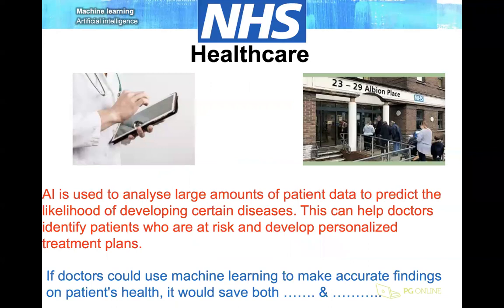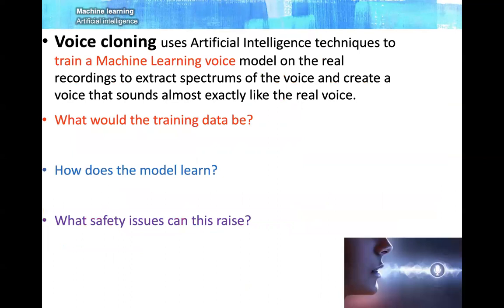Okay, so AI is used to analyze large amounts of data to predict the likelihood of developing certain diseases. This can help doctors identify patients who are at risk and develop personalized treatment plans. So finish the sentence. If doctors could use machine learning to make accurate findings on patients' health, it would save both. Pause the video and then just go through it. Time and money.